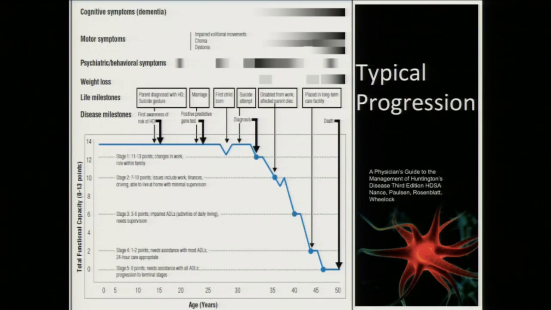Okay, so this is a typical progression that we see. We can see that right before the diagnosis, we have perhaps the first suicide attempt. Earlier on, we're talking about being at risk or maybe having some positive gene testing before symptoms develop. And then all the way down here is where we're talking about long-term care facility or 24-hour care.